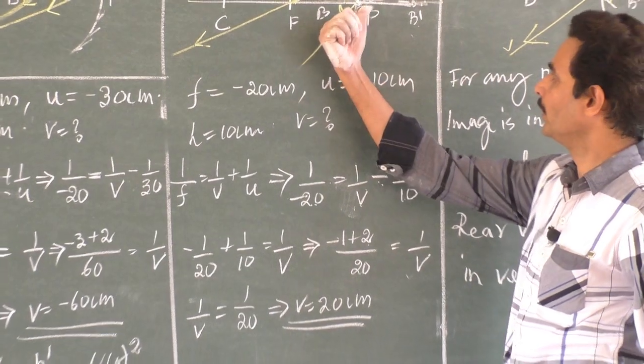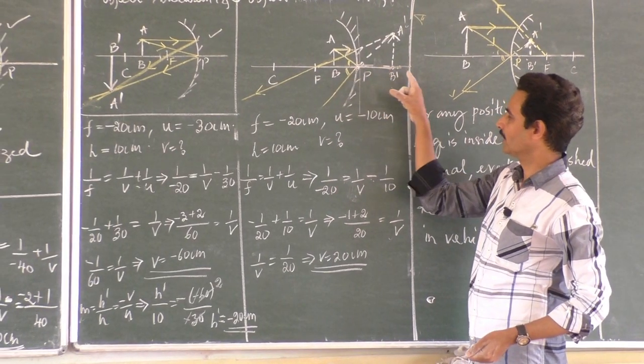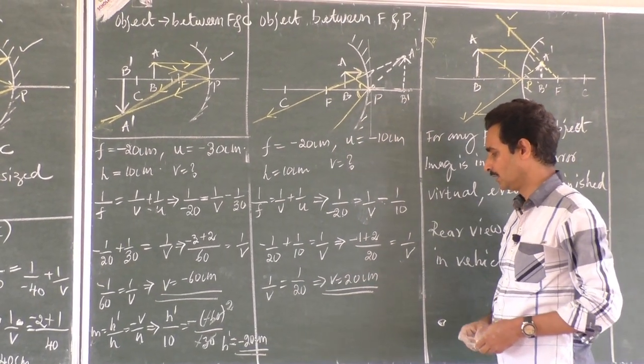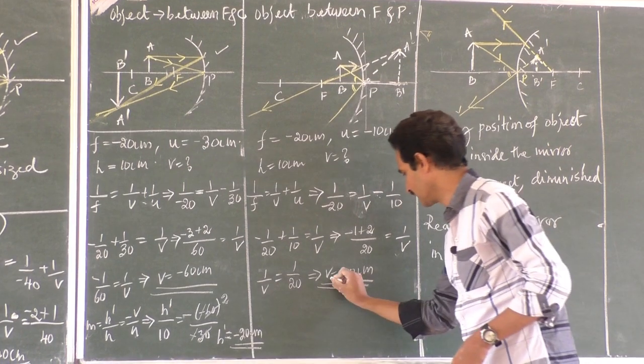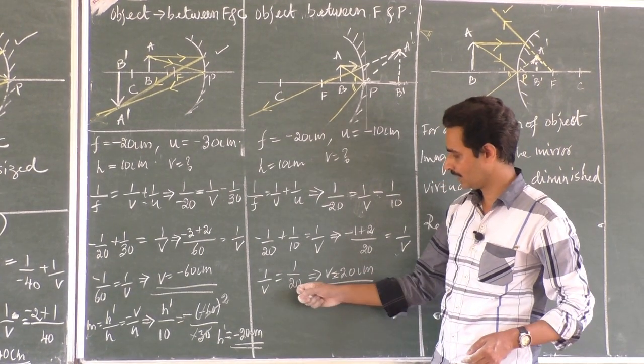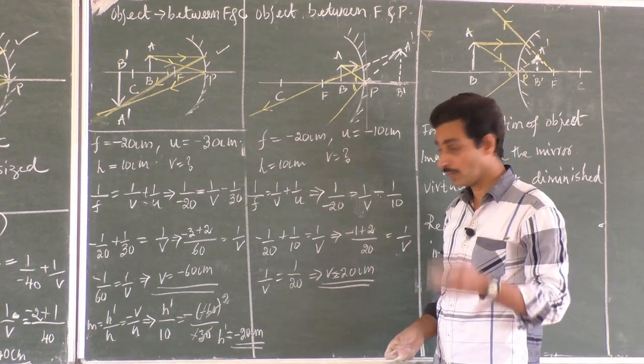That means from the pole, you should move in the direction of incident light. Distances measured along the direction of incident light are taken positive, so you should move like this. That means inside the mirror, that is the image distance, v equal to 20 centimeters. What is magnification? It should be enlarged. Of course, we will come to know that it is enlarged. Image distance is 20, which is greater than the object distance. So magnification should be positive now.